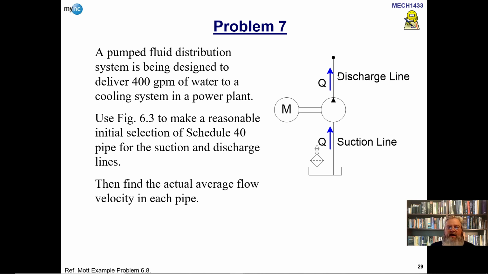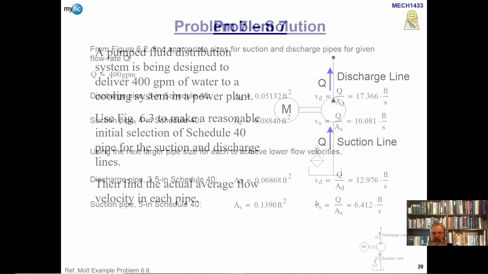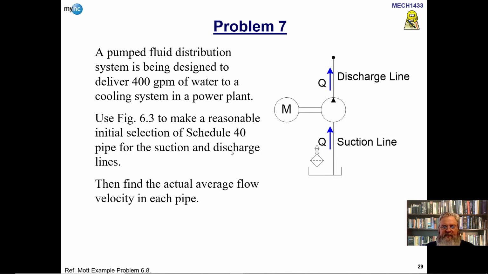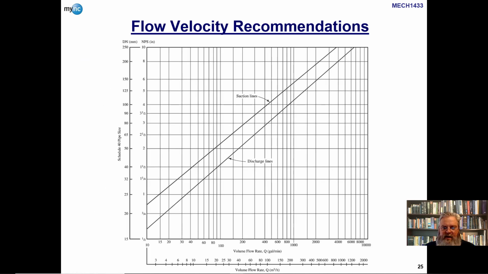And we want to find the correct choice of pipes that are just big enough, schedule 40 pipes, big enough but not too big for these applications. Let's have a look at the solution for this one. So from figure 6.2, that's for 400 GPM, that's this figure back here. So we're at 400 GPM. I guess that takes us up for the suction line right there. We're not quite at a 4-inch pipe, but we're above a 3.5-inch pipe. I guess it's a 4-inch pipe that we need for this.